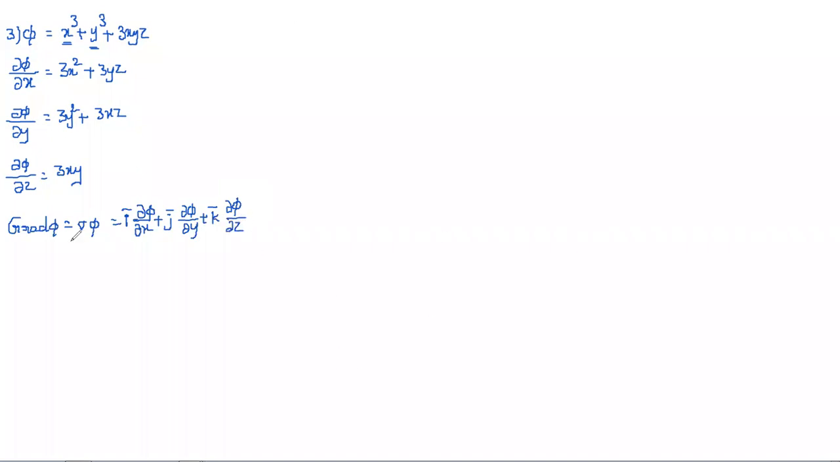Dou phi by dou z. Now you can substitute those things here. So grad phi is equal to i into dou by dou x, which is nothing but what we got, 3x square plus 3yz, plus j into 3y square plus 3xz, and k into dou phi by dou z, which is nothing but 3xy.